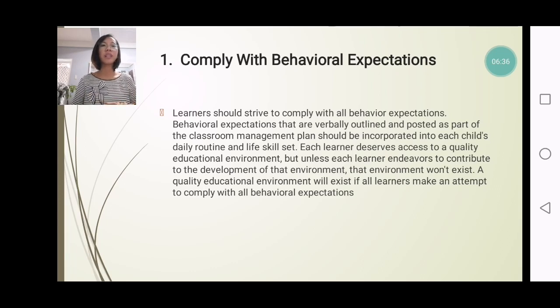So it's important at this point to realize that in order to really experience the quality educational environment, you have to participate. You have to make it your responsibility. You have a share in the pie, okay? A quality educational environment exists only if all learners make an attempt to comply with all behavioral expectations.